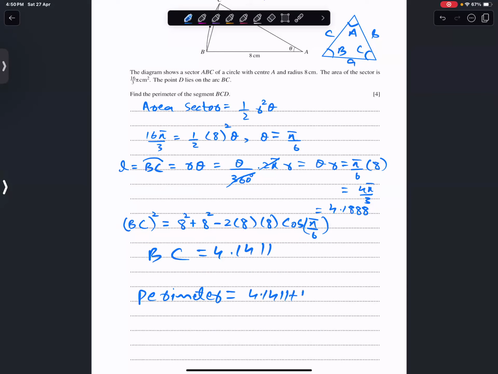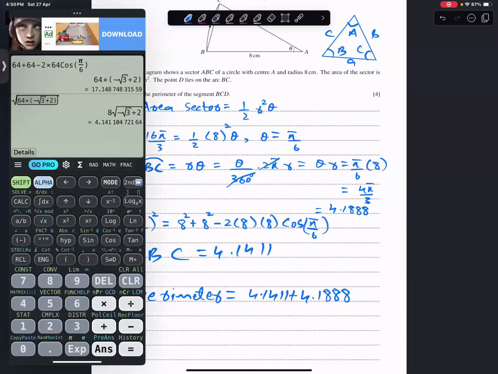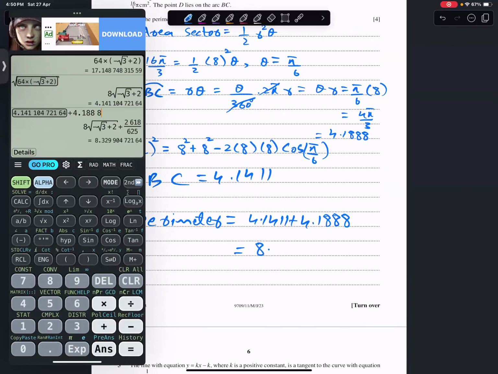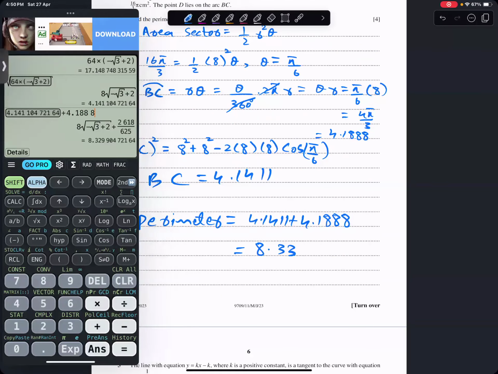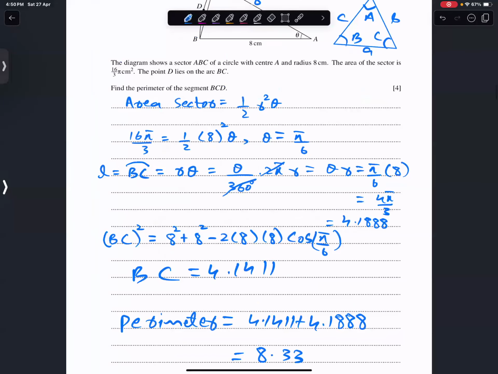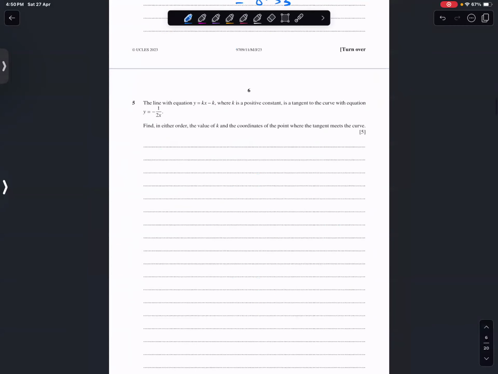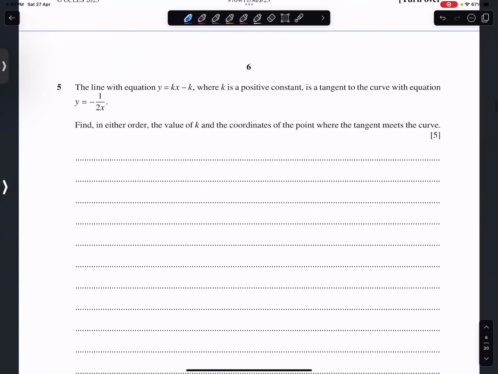ओके अहमद, सो पेरीमीटर क्या होगा? 4.1411 प्लस 4.1888. तो ये आपका स्टूडेंट्स आता है जी 8.33. Any problem, Ahmed? No, sir.